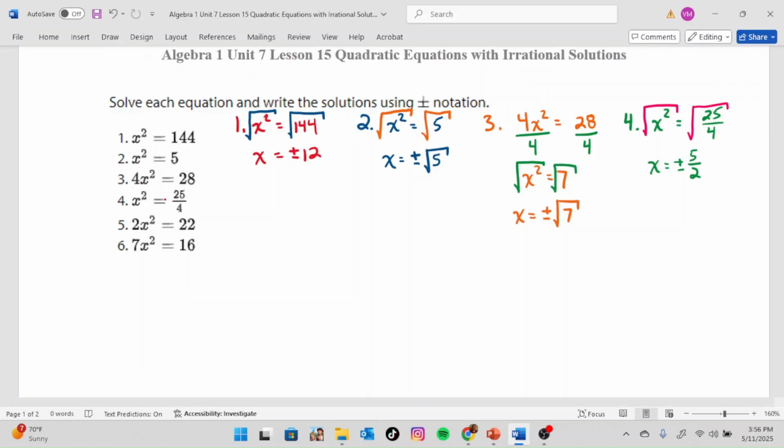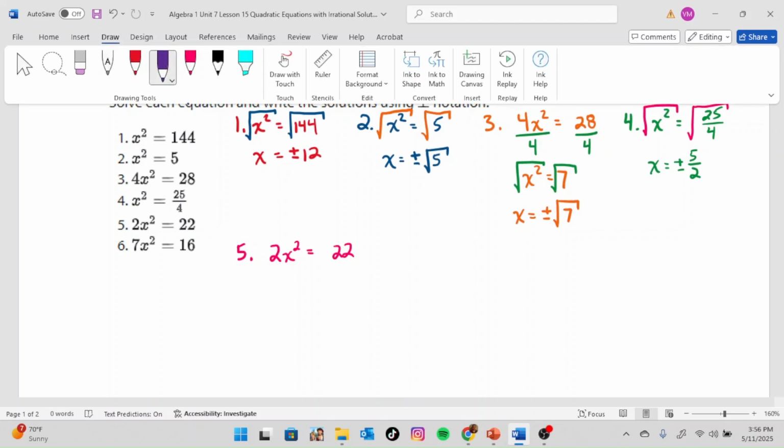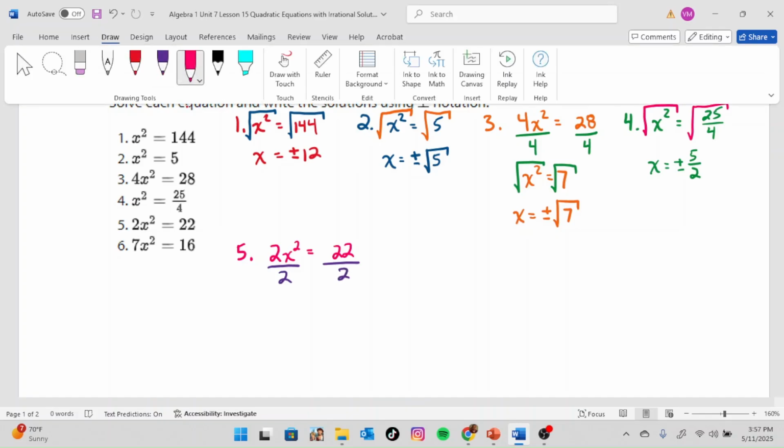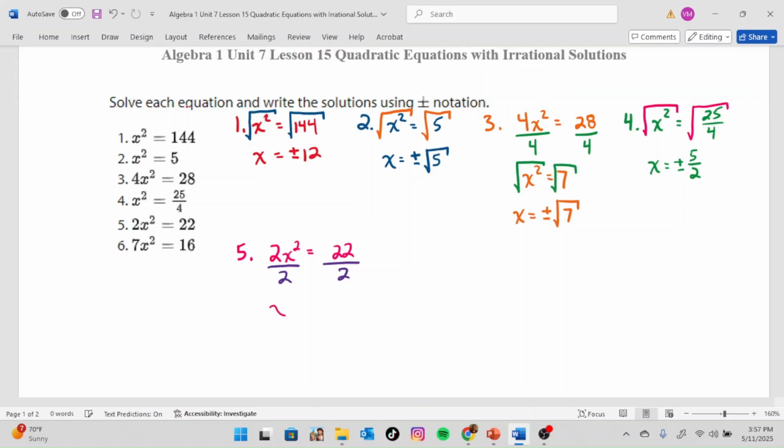Number 5. We have 2x squared equals 22. The opposite of multiplying by 2 is dividing by 2. So I'm going to divide both sides by 2 to keep it equal. This is going to leave me with x squared on the left and 11 on the right.